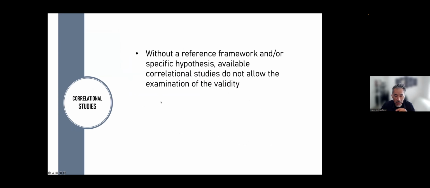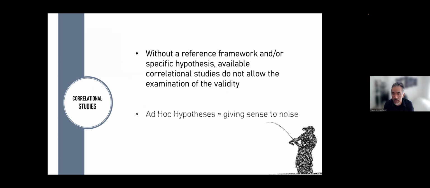So the question is that without the reference framework and a specific hypothesis, you cannot examine the validation. There are a lot of studies and people saying, oh, this variable, this metric is valid because it's associated to something. Yeah, but I don't know if these associations are evidence of validity or just random association. And the problem is that we tend to give a meaning to these relations, and we create ad hoc hypotheses. So maybe we have just noise, just results that are random, and we try to give them a meaning.